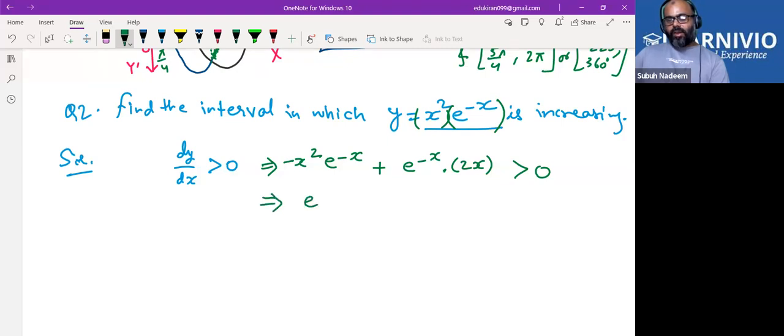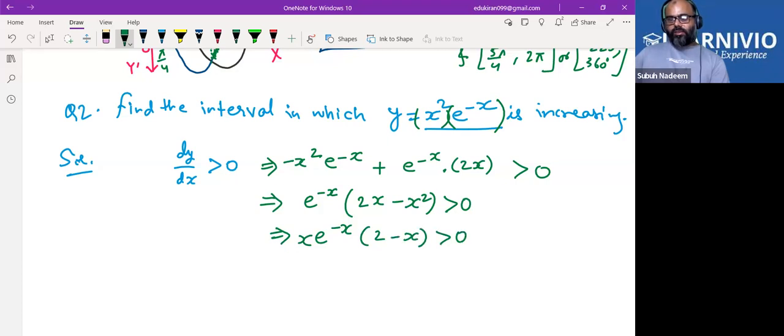Next step, you can write e to the power minus x common, and then you have 2x minus x square, which is greater than 0. And then after that, e to the power minus x, and x is common, 2 minus x. This is greater than 0. Now, when will this be greater than 0? That you have to find out. In which interval?